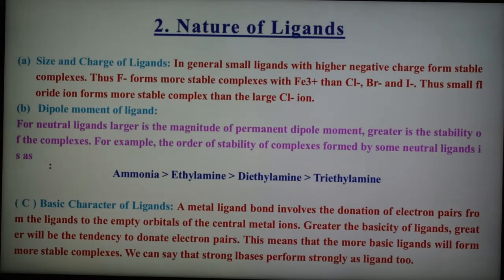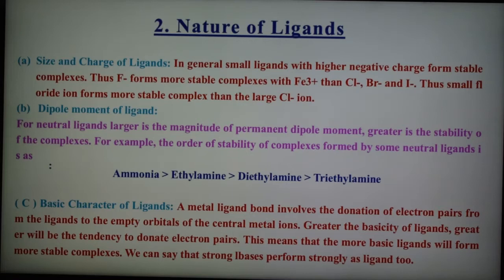B is the dipole moment of the ligand. A dipole has positive and negative poles, and in that case, for a neutral ligand, the larger the magnitude of the permanent dipole moment, the greater the stability of the complex. For example, the order of stability of the complex formed by some neutral ligands is: ammonia is greater than ethylamine, which is greater than diethylamine, which is greater than triethylamine. So this is the order in case of the dipole moment. The third important factor here is the basic character of the ligand.